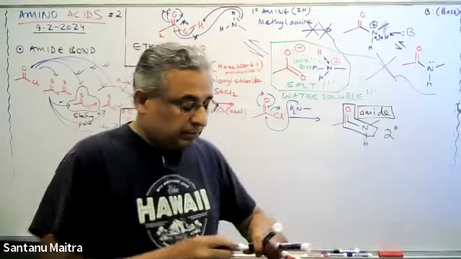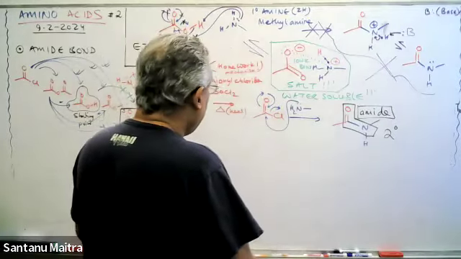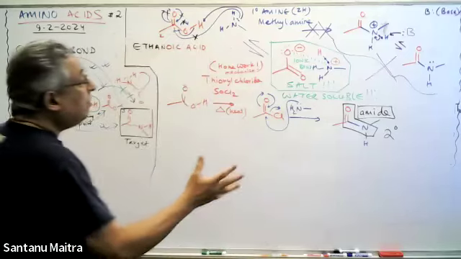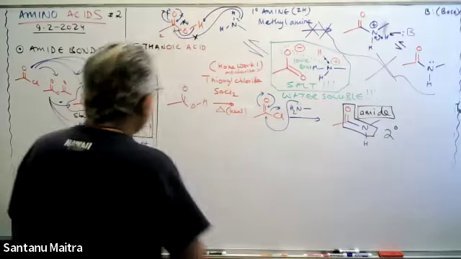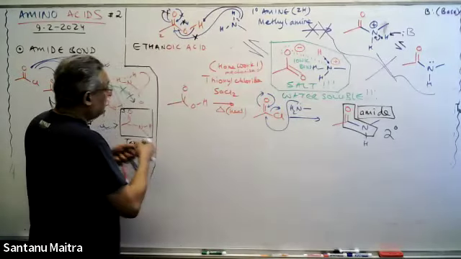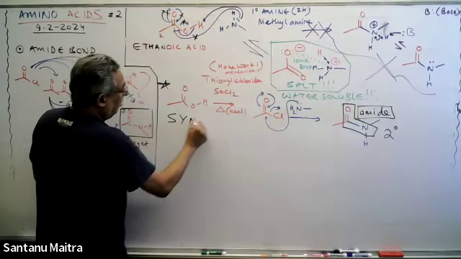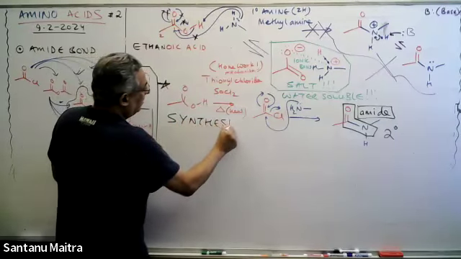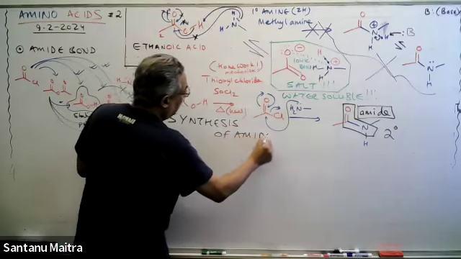Make sense? So I'm going to take a picture of the board, maybe a little bit later. So this is how you make an amide. Okay. So this is synthesis of amide bond.